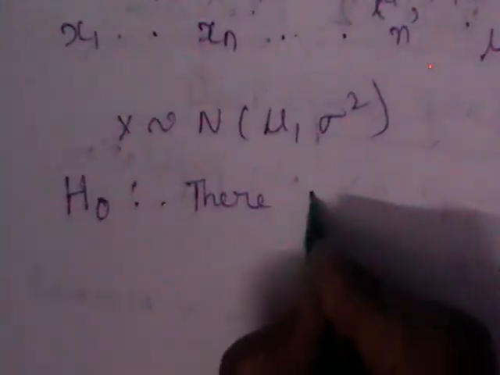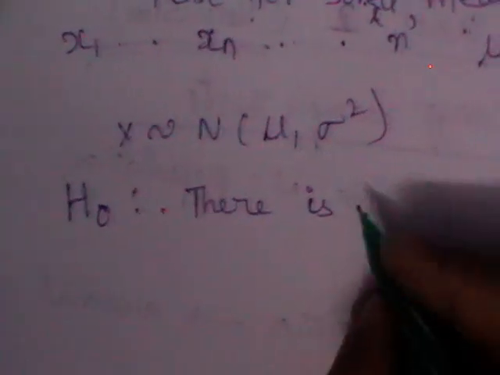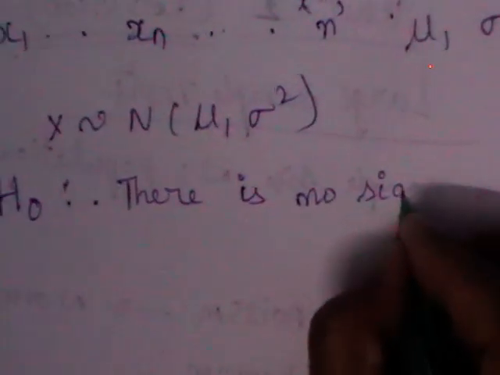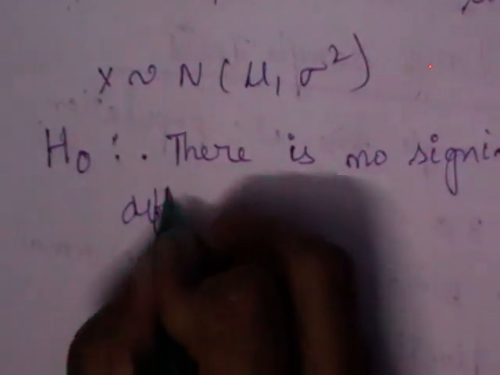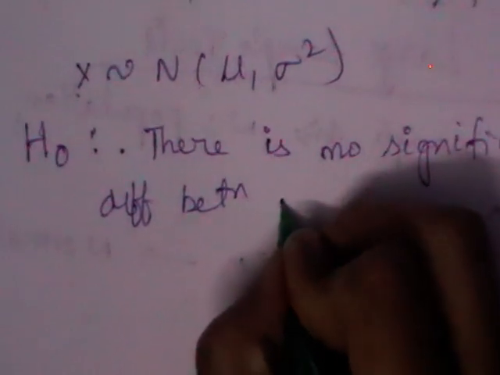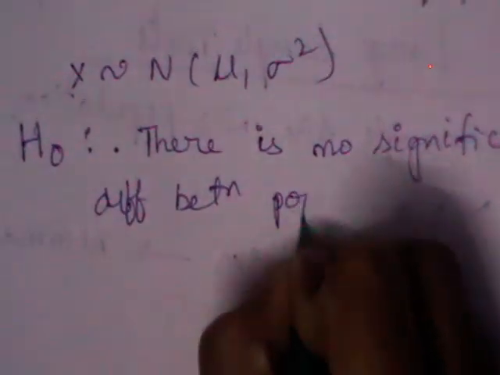Now the next step, you need to write the null hypothesis. We indicate the null hypothesis with H naught. As this is a test for single mean, here single means you are going to talk about only one statistic or one parameter. You should write it literally and also symbolically, that is, there is no significant difference between population mean and sample mean.